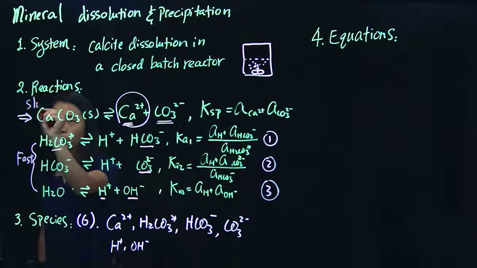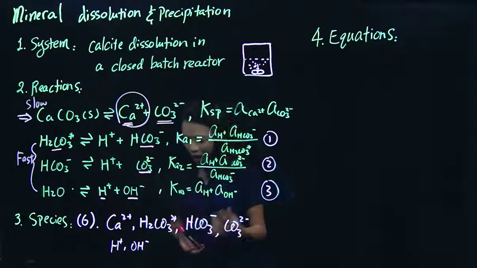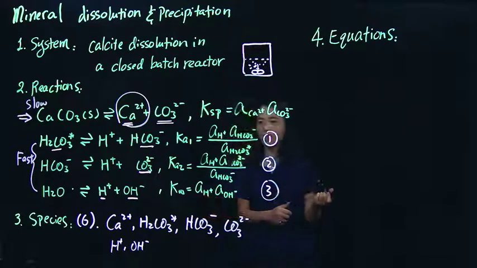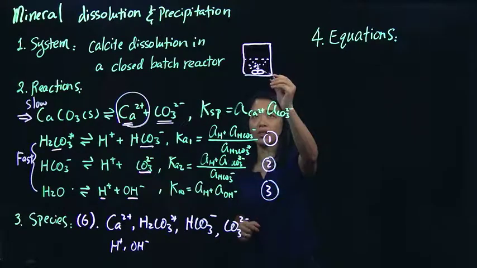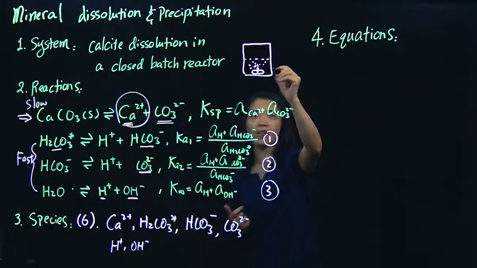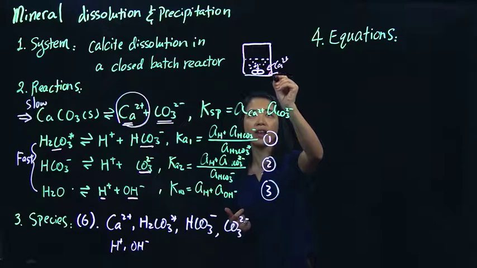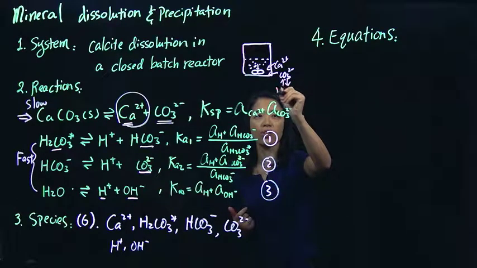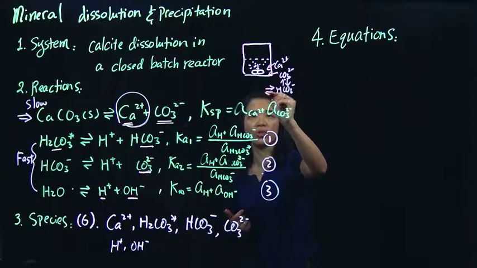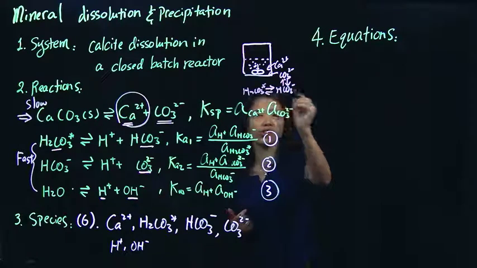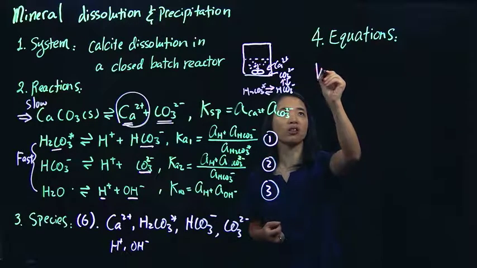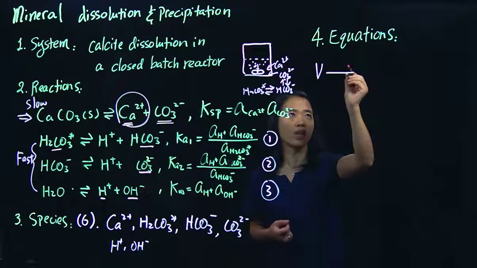This is a slow reaction, which means we need to care about its kinetics, like how far it releases these chemical species over time. So when we solve these equations, we actually need to consider the time component. In this case, we need to think about the mass balance of the system, right? So calcite dissolves and releases, for example, Ca2 plus and carbonate, which would be exchanged into bicarbonate and then into carbonic acid. So these three species are essentially exchangeable. When we think about the mass balance of the system, let's think about calcium first.